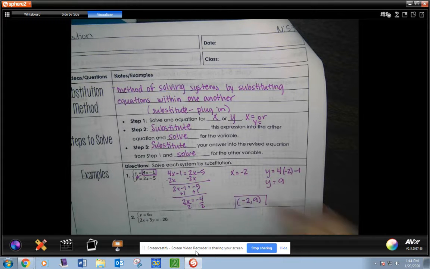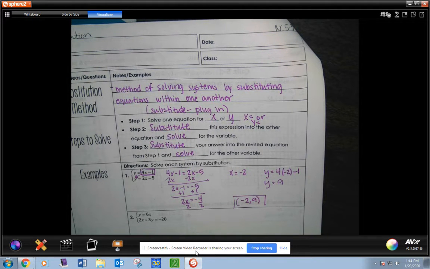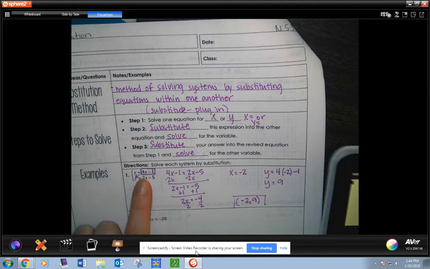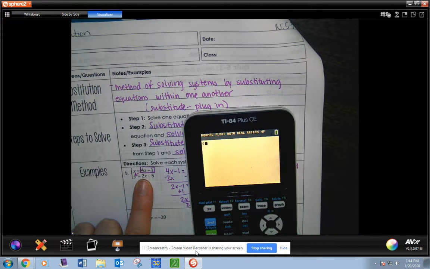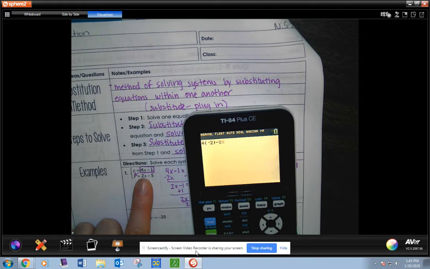We're going to box it, and I'm going to teach you how you can check it really quick. I'm not going to show you the check for every problem, but just know you can do this. I'm going to show it to you on probably 2 of them. I'm going to plug in the negative 2 to x, and it should equal y, and y is negative 9. So we're going to do 4 times negative 2 minus 1. I should get negative 9.